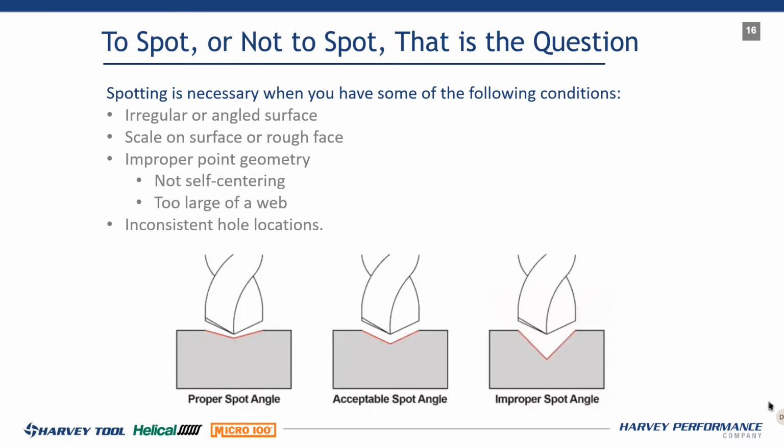If the drill you're using, whether it be high-speed steel or carbide, is not specifically made for that material, then you're going to want to spot. And I mean, if it's not self-centering, which means that split point, which gives you an apex.